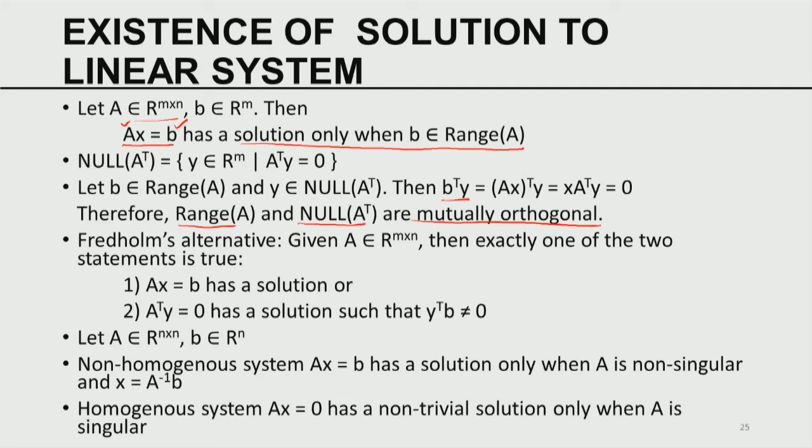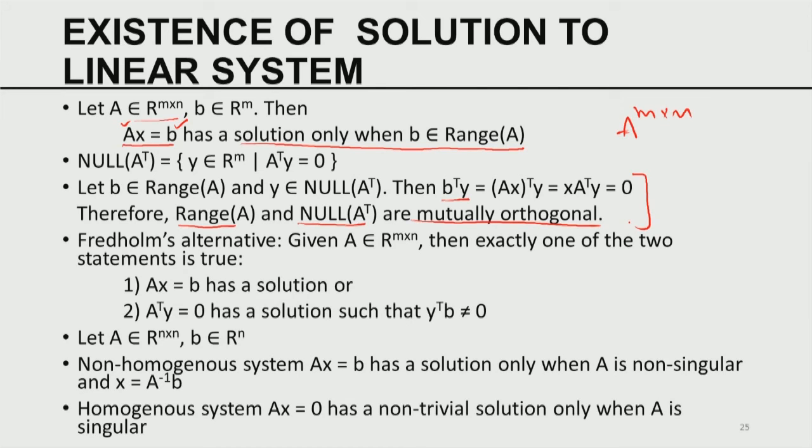Please remember this is a fundamental property. Given a matrix A of size m by n, we have associated two spaces, the range space and the null space. This essentially tells you the intrinsic property of the behavior of vectors, one from the null space, another from the range space. They are mutually orthogonal.